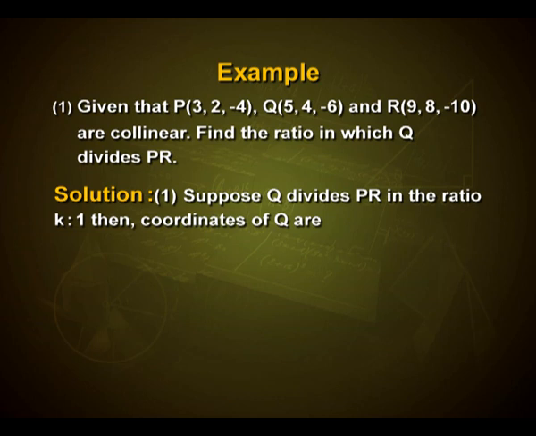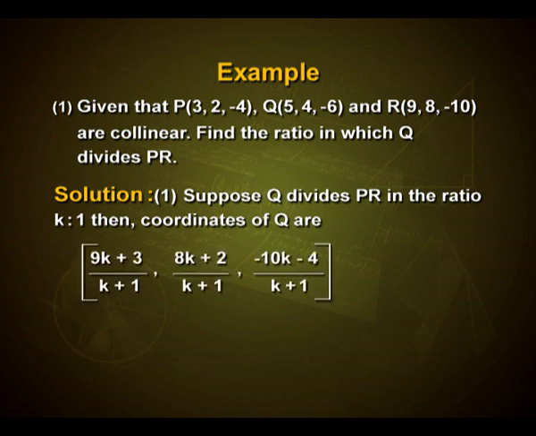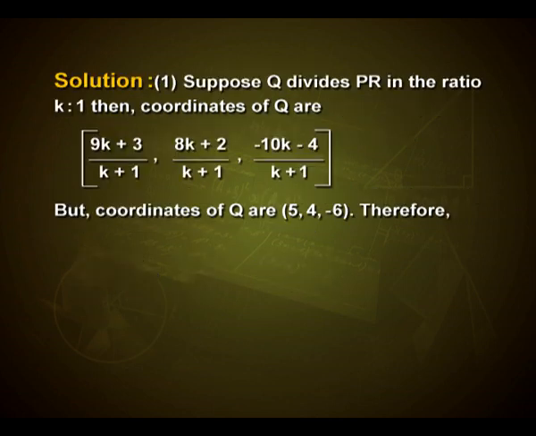Suppose Q divides PR in the ratio k is to 1, then coordinates of Q are given by (9k plus 3) upon (k plus 1), comma (8k plus 2) upon (k plus 1), comma (minus 10k minus 4) upon (k plus 1). But coordinates of Q are 5, 4, minus 6.